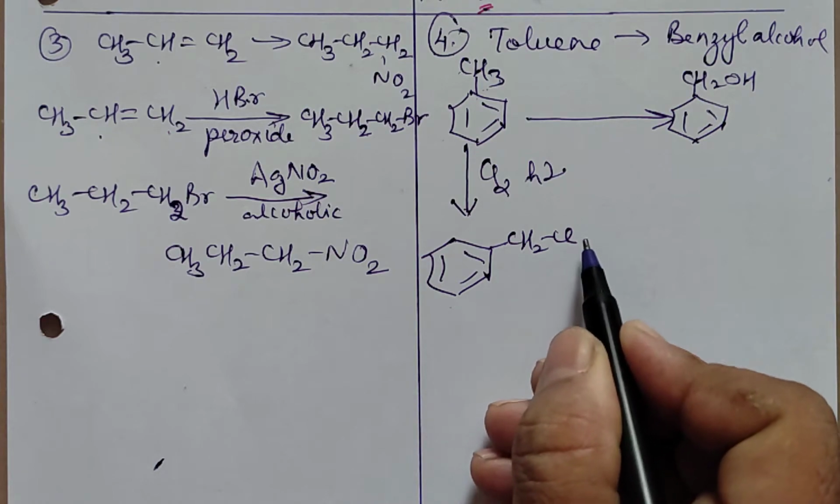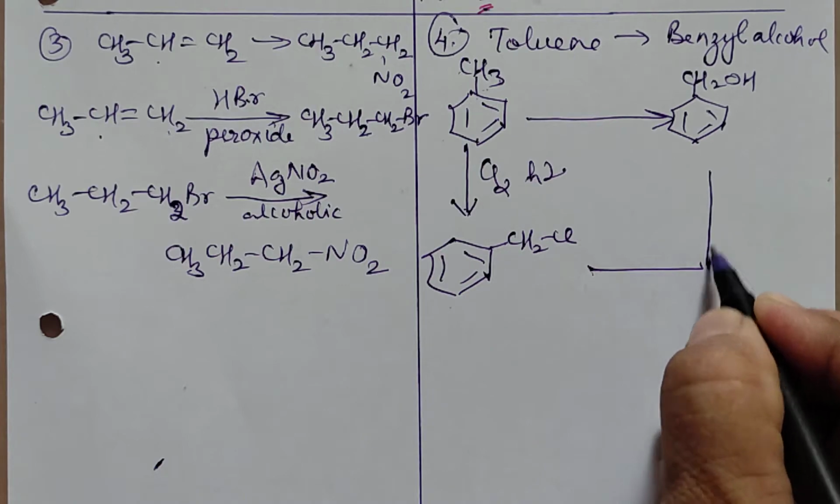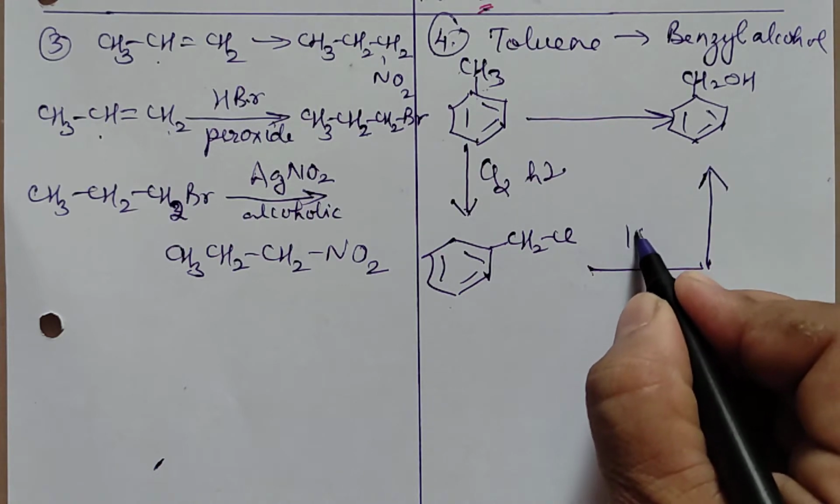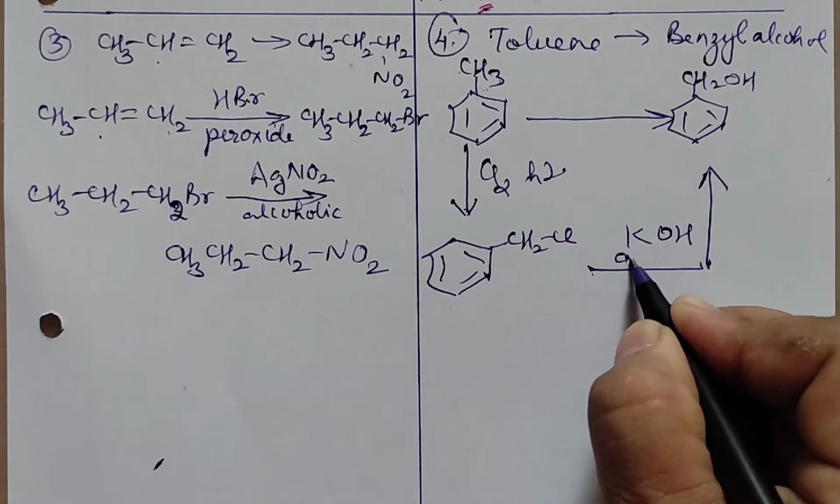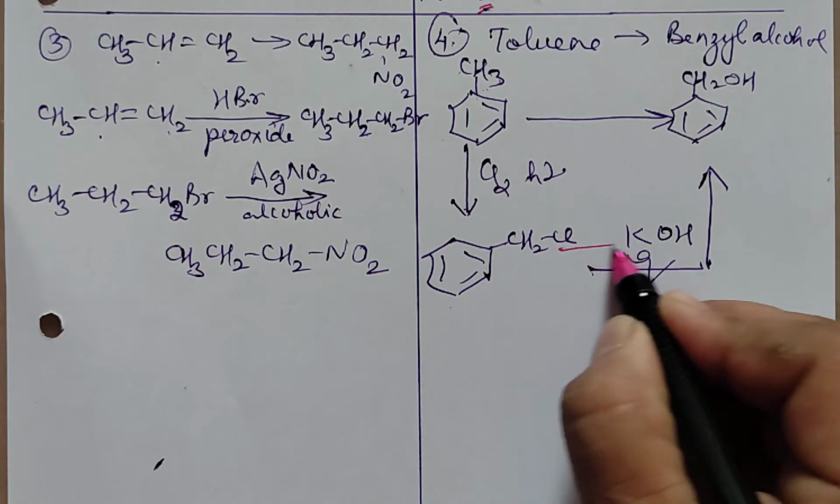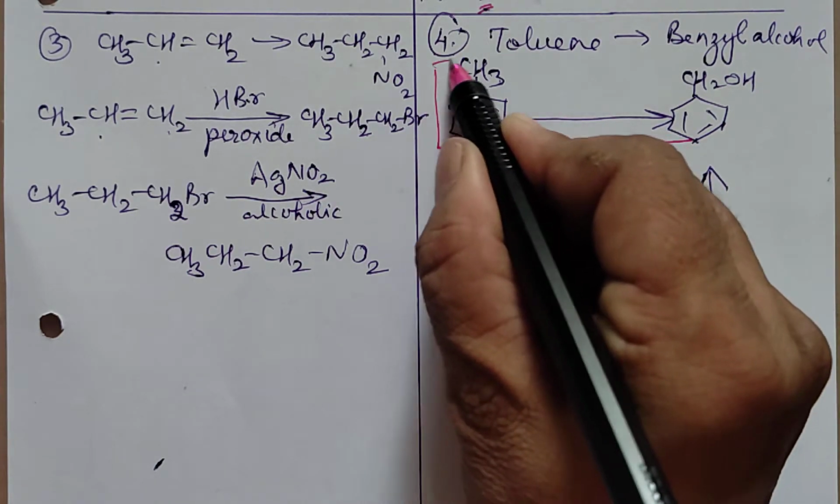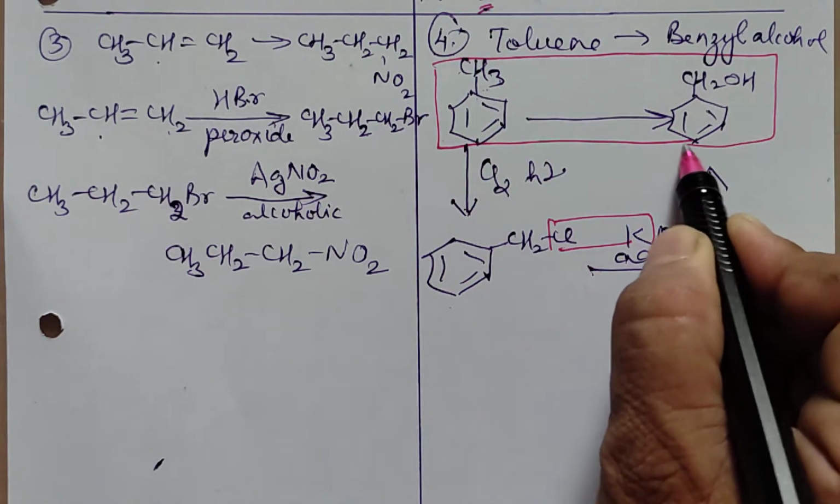This is benzyl and then chloride. Now we want to prepare benzyl alcohol. So you can prepare it very easily now. You can just treat with aqueous KOH. Aqueous KOH, what will it do? It will just remove KCl. This was our main conversion.